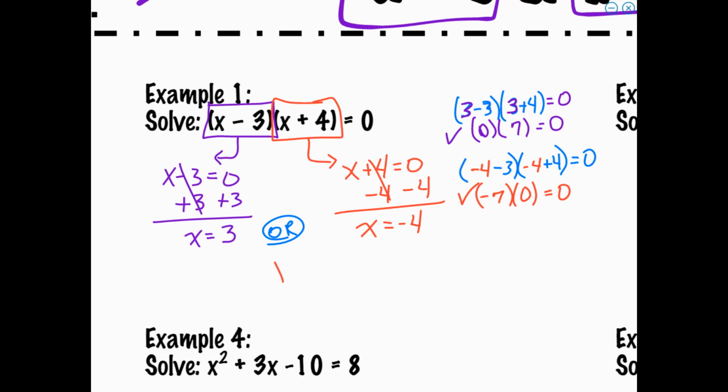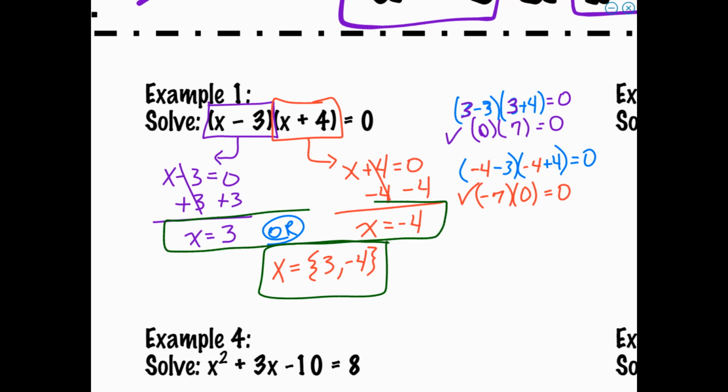Okay, so my answer is x equals the set of 3 comma negative 4. It does not matter which order you put those numbers in, because they're in set notation. They're in the squiggly braces. So that is our answer for that one. Put a box around it so you know that's your answer. You will also see it answered sometimes like this.